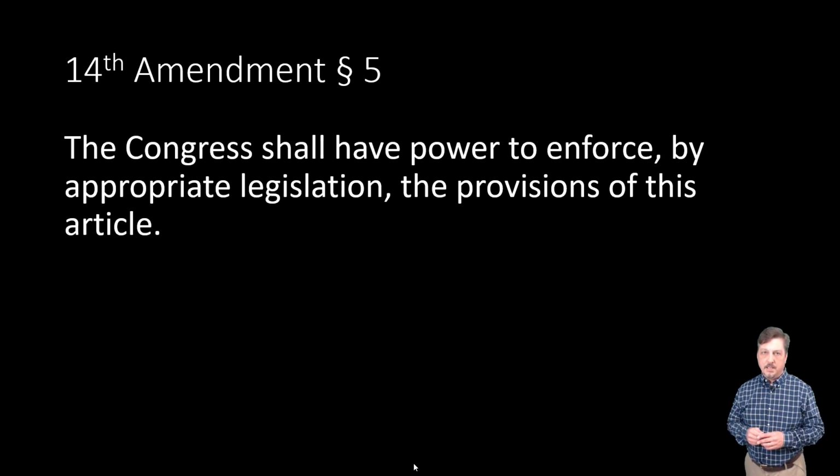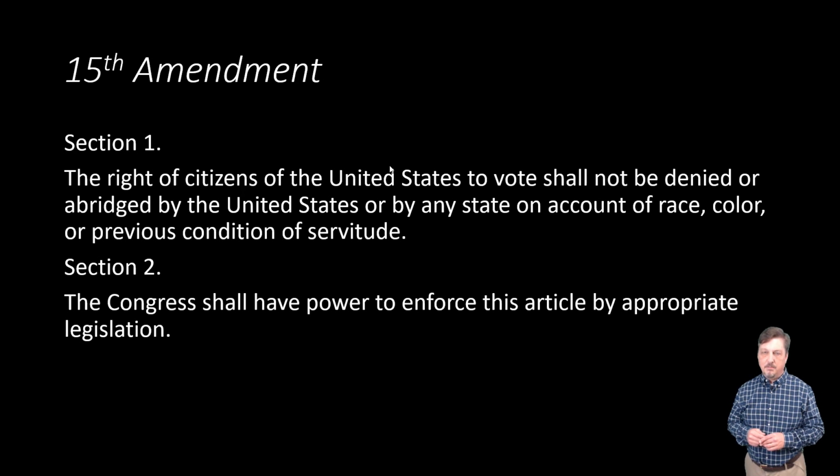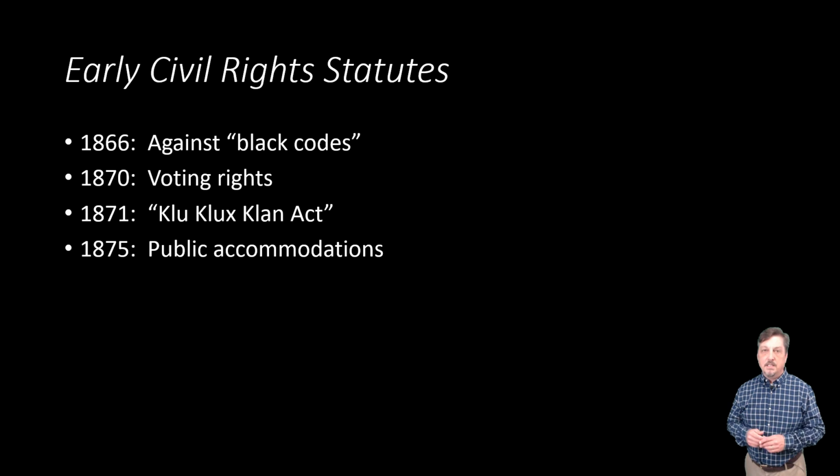Congress's power to enact legislation to enforce constitutional rights seems like it should be clear. The 13th, 14th, and 15th Amendments all grant Congress the power to enforce those amendments through legislation. During the Reconstruction era, Congress enacted civil rights statutes under these provisions in 1866, 1870, 1871, and 1875. Many of the provisions in those early civil rights statutes remain in force today.